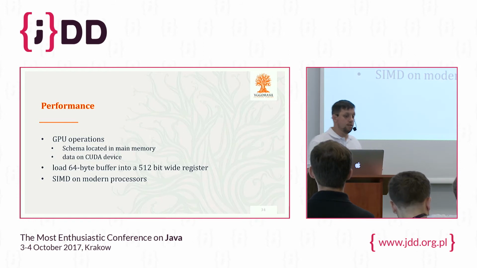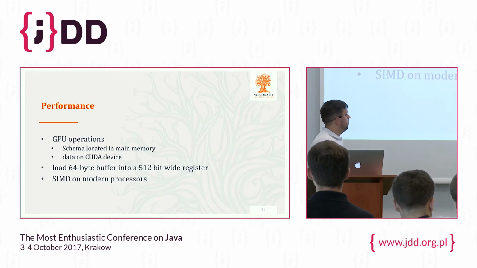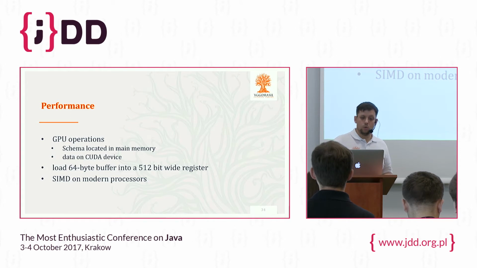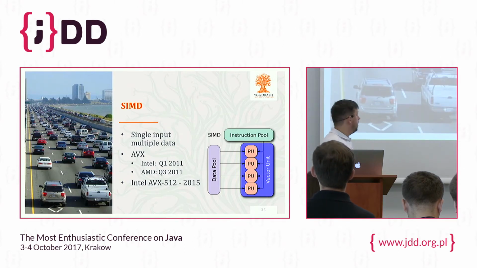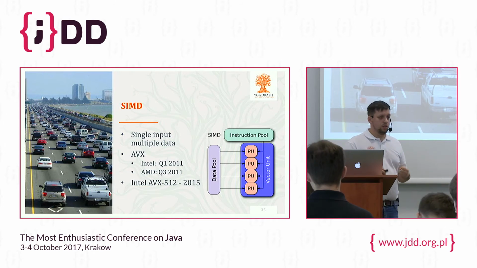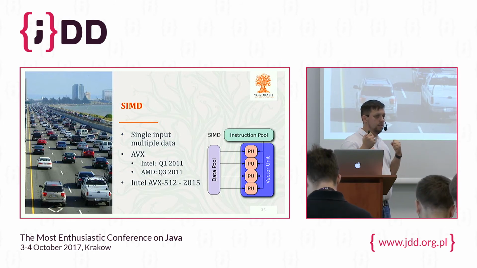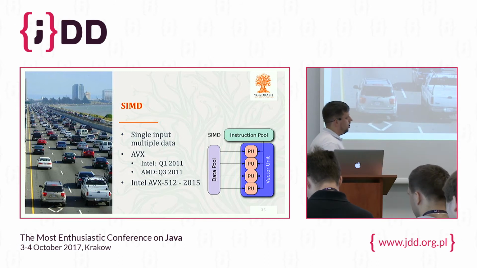And also, why the 64-byte buffer? Because we can load it into the 512-bit wide register and utilize SIMD. What is SIMD? Single instruction, multiple data. So your processor nowadays can do data parallelization, processing the data in parallel on a single unit.